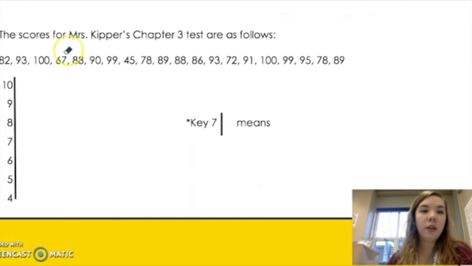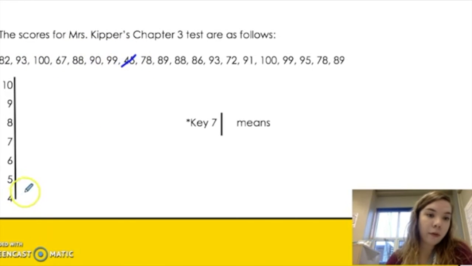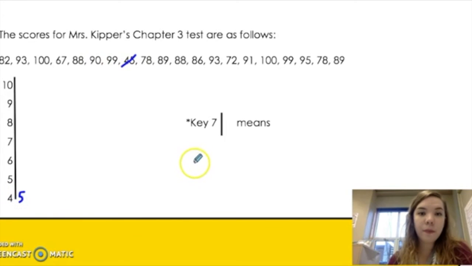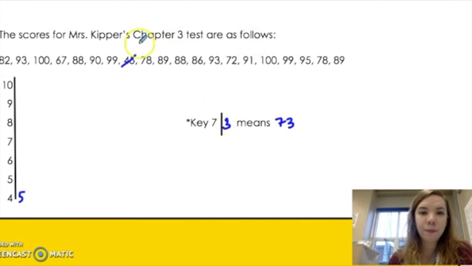So practicing with our stem and leaf, you have to put these in order. So again, this is where I would highly suggest you cross things off as you go. So it looks like 45 is our very smallest. So on my row of 4s, I'm going to put a 5. We'll say 7|3 means 73. So this is your tens place and your ones place. And again, don't forget to fill in those keys.